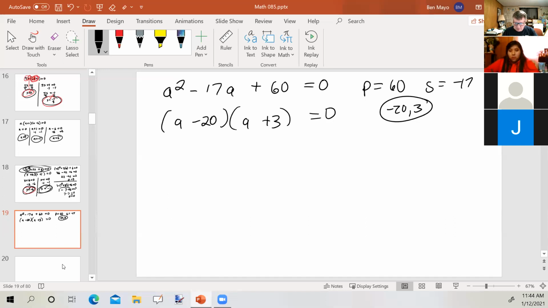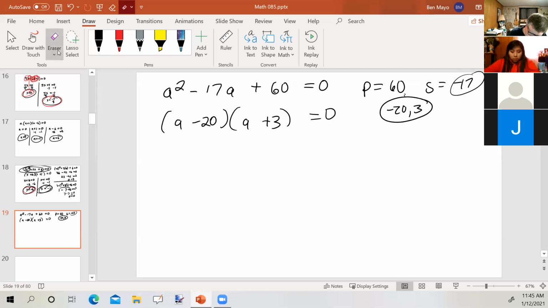a minus 20 times a plus 3 equals 0. Oh, that's not correct, is it? It's not correct. Why not? It gives us negative 17, but it doesn't give us positive 60, does it? Oh, we've got to be very careful. So let's see. It's got to be more than just one of those numbers. It's got to match both of them. Haste makes waste.